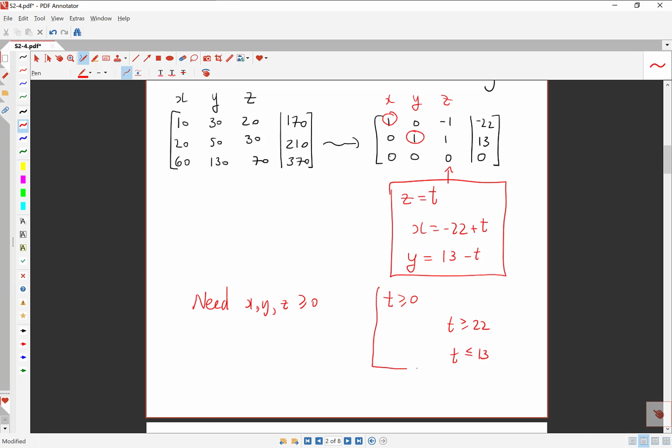So when we say we need these to be true, we're really saying we need this to be true, we need this to be true, and we need this to be true. Well, we cannot find a T value that is at most 13 and at the same time at least 22. So there is no non-negative solution. So we cannot give NASA a solution to the problem.